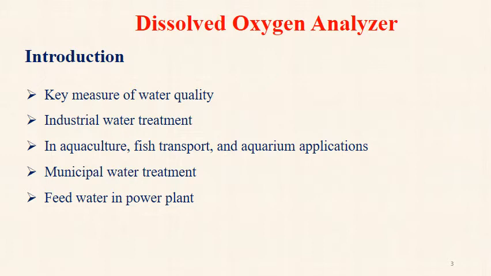Dissolved oxygen is a key measure of water quality relied upon in various applications. In industrial water treatment, dissolved oxygen levels can be an indicator of water quality issues that lead to corrosion of equipments. In aquaculture, fish transport, and aquarium applications, dissolved oxygen is monitored to ensure that aquatic species have enough oxygen in their habitat to survive, grow, and reproduce.